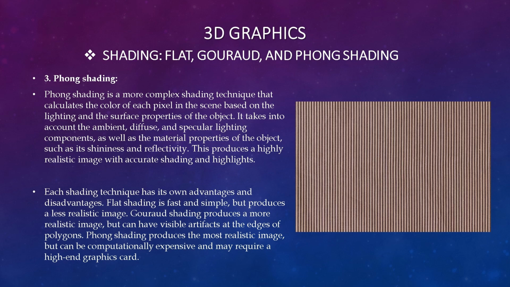Each shading technique has its own advantages and disadvantages. Flat shading is fast and simple, but produces a less realistic image. Gouraud shading produces a more realistic image, but can have visible artifacts at the edges of polygons. Phong shading produces the most realistic image, but can be computationally expensive and may require a high-end graphics card.